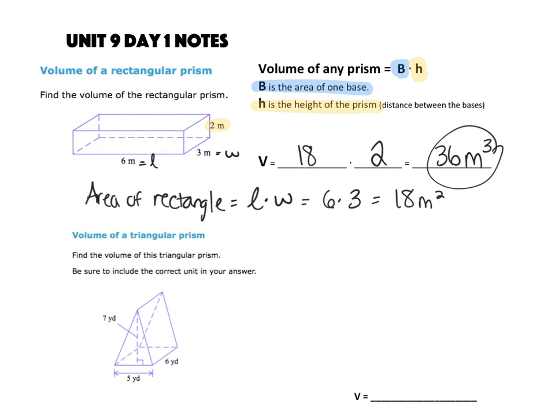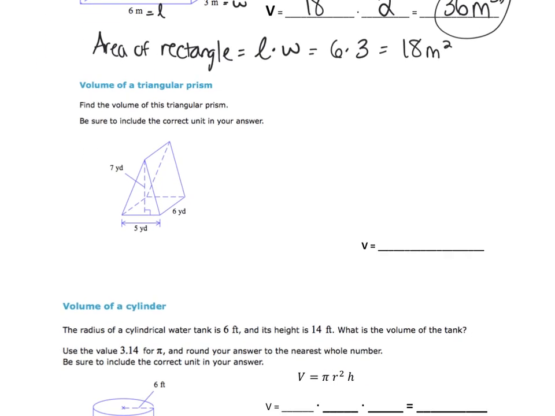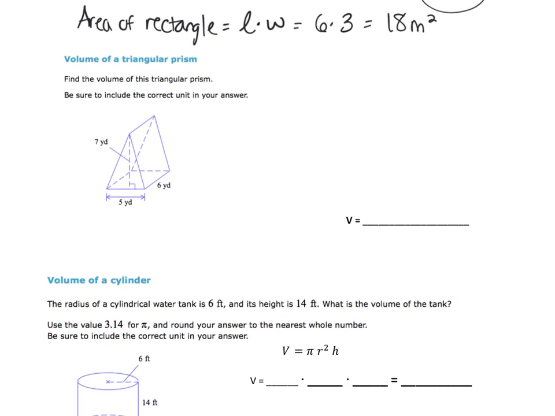The next one is the volume of a triangular prism. So remember, it's still using the same exact equation, the area of the base times the height. So the height here in a triangular prism, I'm going to highlight in yellow. The height here would actually be this 6 that is on the bottom corner here. That would be the height of a triangular prism.